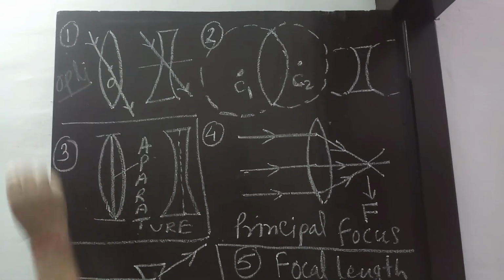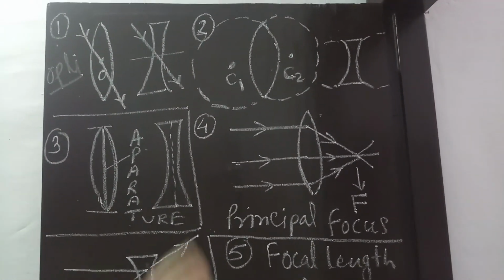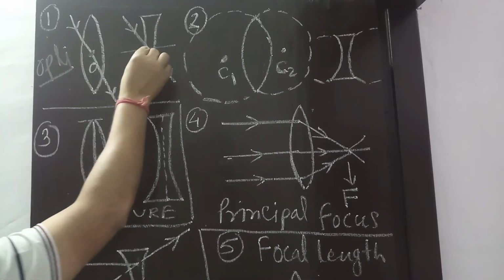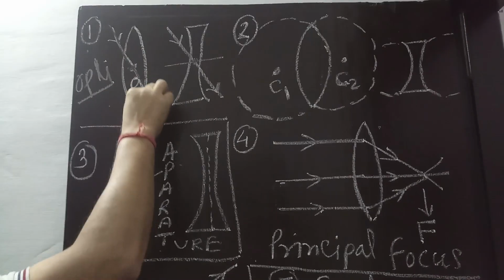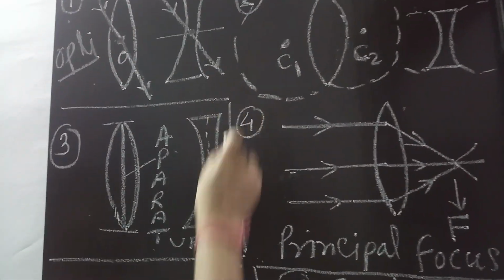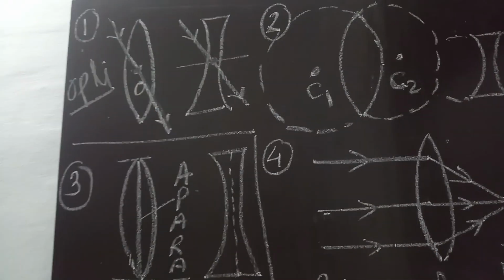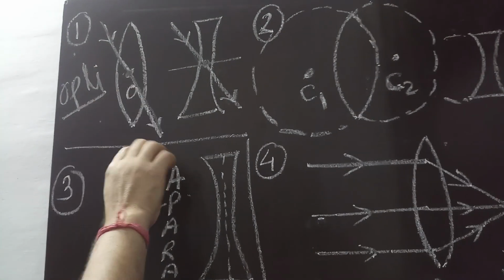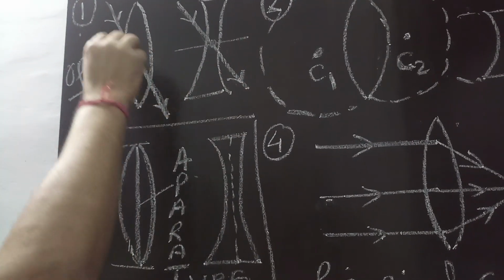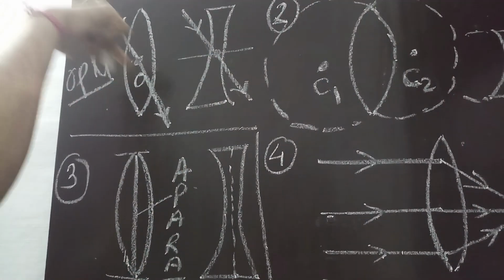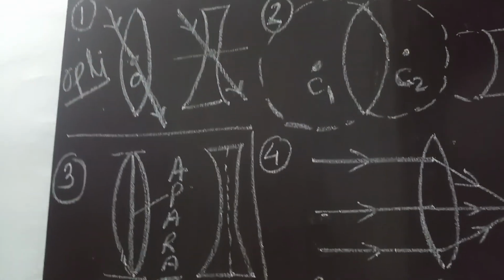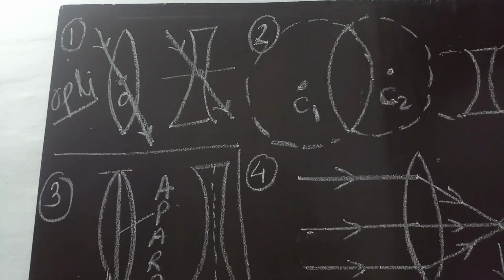First we learn what is optical center. You see, this is the midpoint of a lens. When a light ray passes through this point, it passes without deviation. It neither converges nor diverges. So the optical center is the midpoint of the lens from where, when a light ray is incident, it passes without deviation.